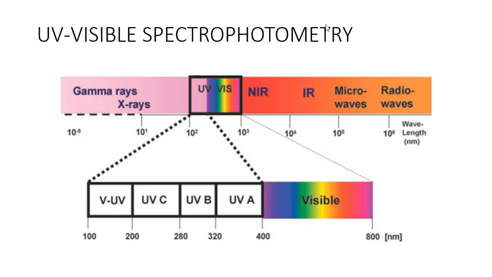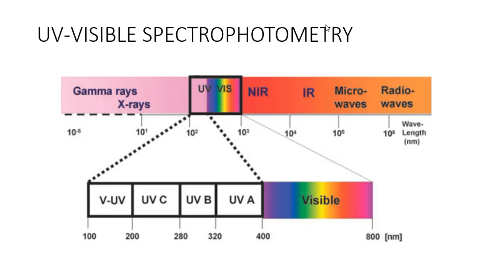In the electromagnetic spectrum, we have various radiations or rays, that is gamma rays, X-rays, the UV visible region, the IR, microwaves, and radio waves. So we are going to concentrate on the UV and visible region. The UV visible region roughly consists of 10 nanometer to 800 nanometer.